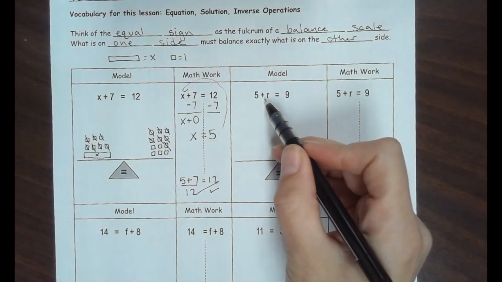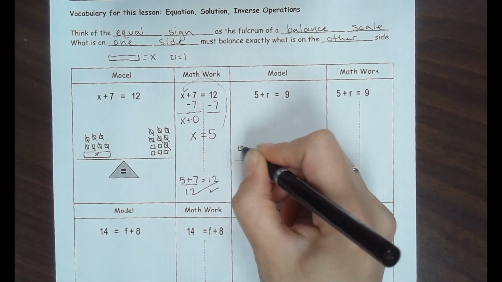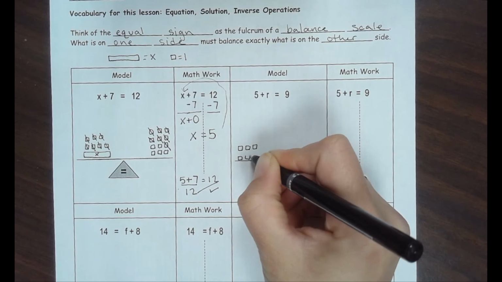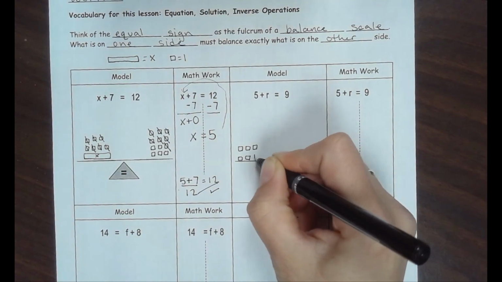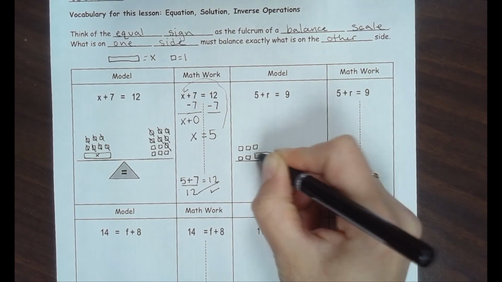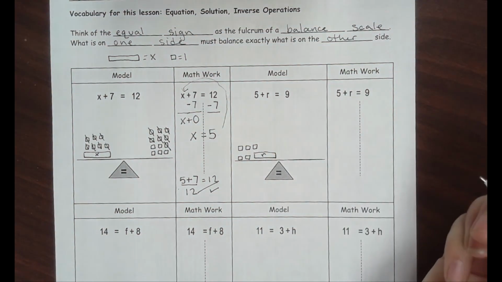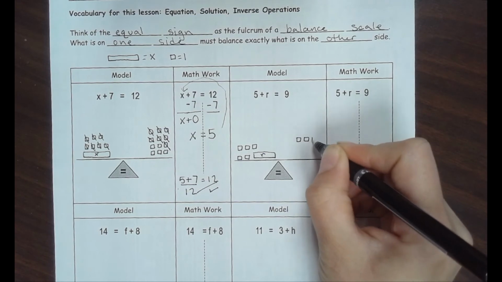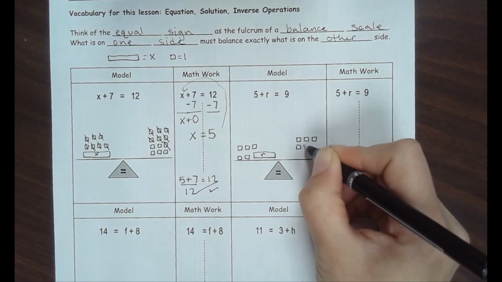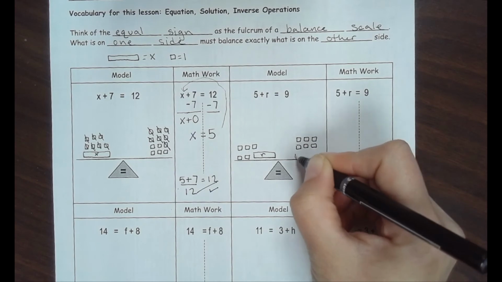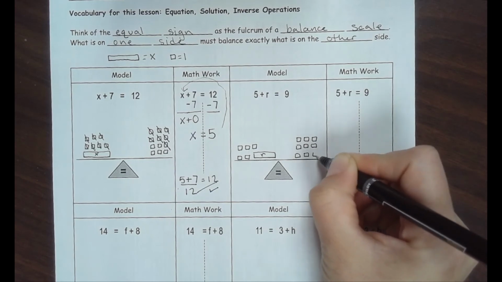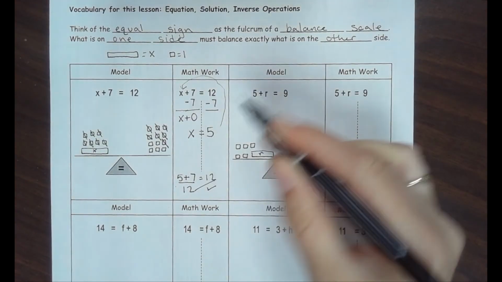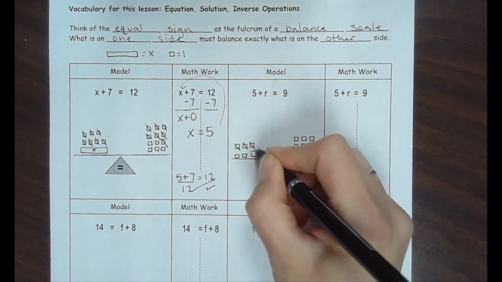So we have 5 plus r, so that means 5 little squares. 1, 2, 3, 4, 5 plus r. So on this side of the equation, this is what we have. Over here we have 9, so 1, 2, 3, 4, 5, 6, 7, 8, and 9. Okay, if I want r all by itself, that means I need to get rid of these 5 blocks. So, gone. 1, 2, 3, 4, 5.